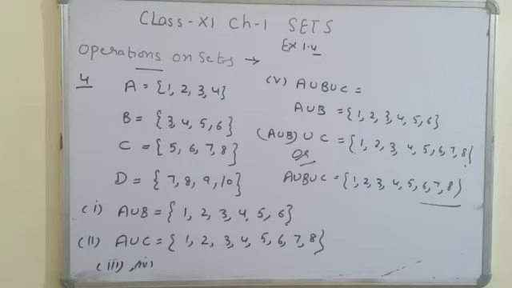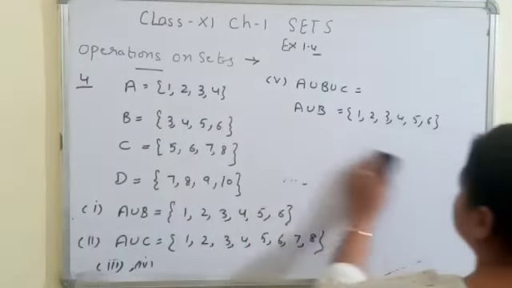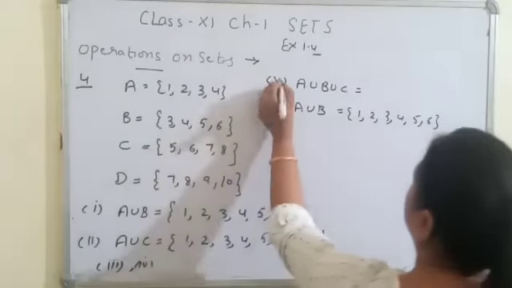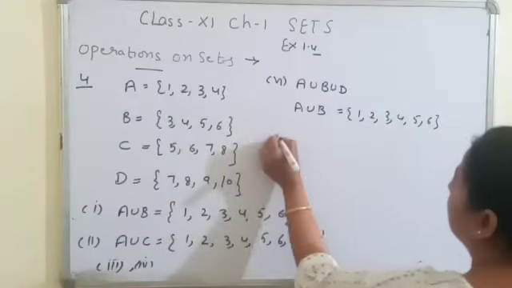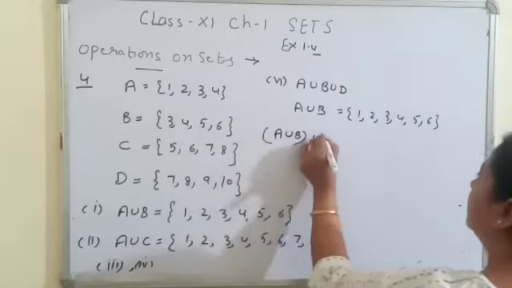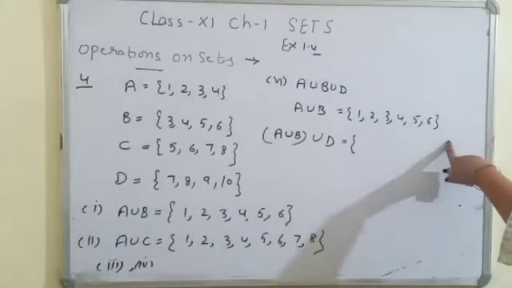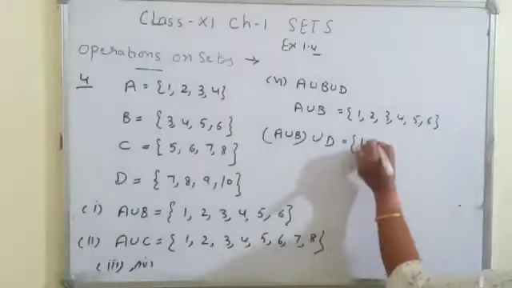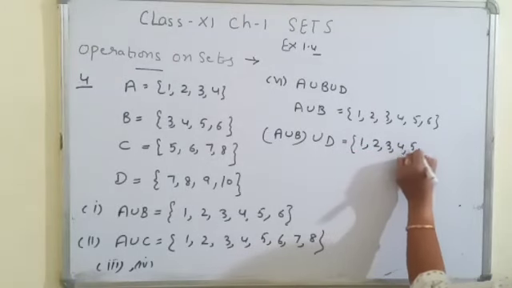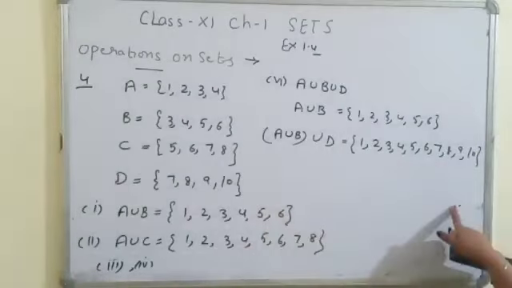In this question, we have to find the union of set A, union B, union D. Now, A union B is here. A union B union D. Now, check it. 1, 2, 3, 4, 5, 6, and set D has the elements 7, 8, 9, 10. So the collection for this is 1, 2, 3, 4, 5, 6, 7, 8, 9, 10. Hope it's clear to you.